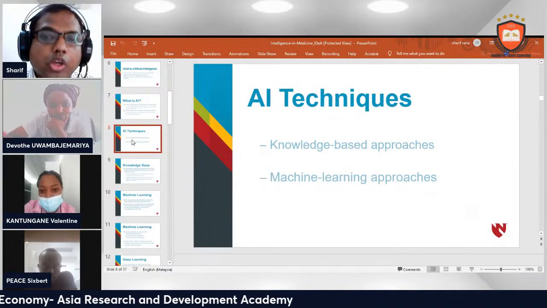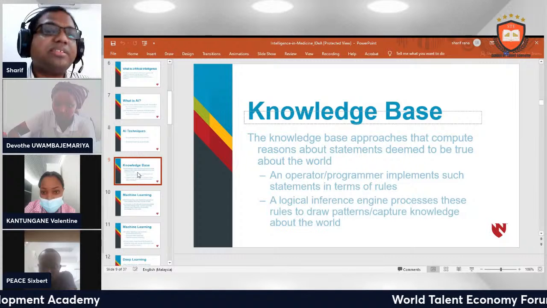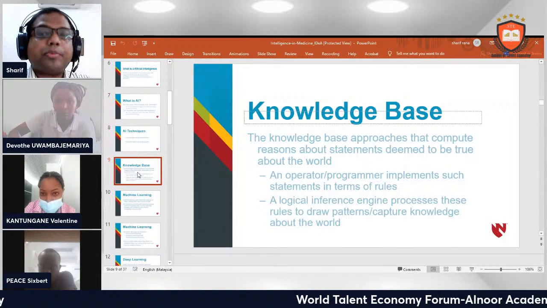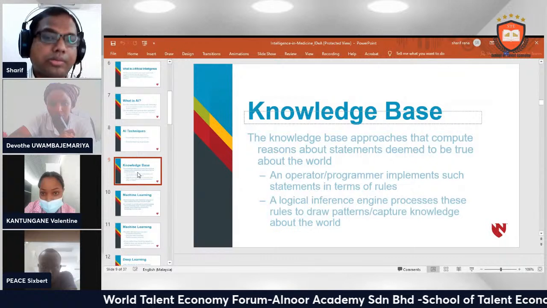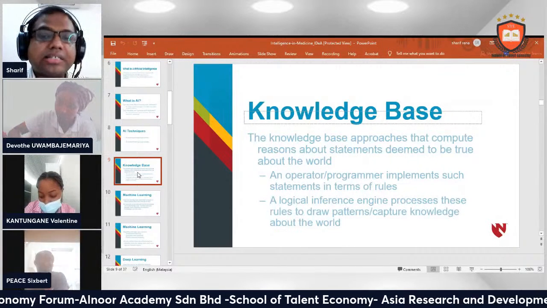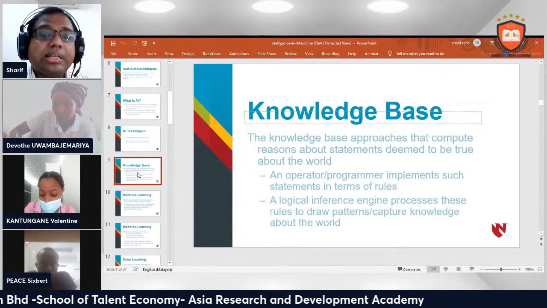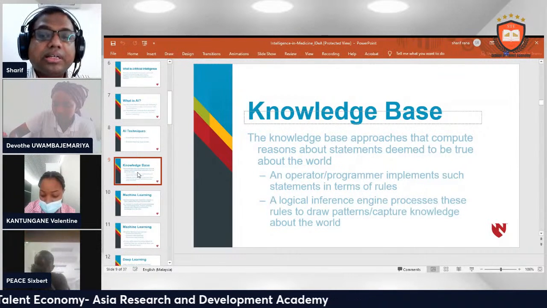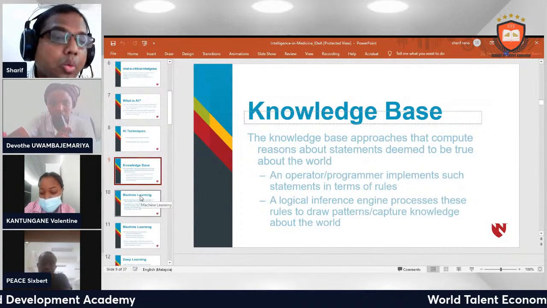AI technologies: knowledge-based approach and machine learning approach. What is the knowledge-based approach? In the knowledge-based approach, computers reason about statements deemed to be true about the world. An operator or programmer implements such statements in terms of rules. A logical inference engine processes these rules to draw patterns and capture knowledge about the world.